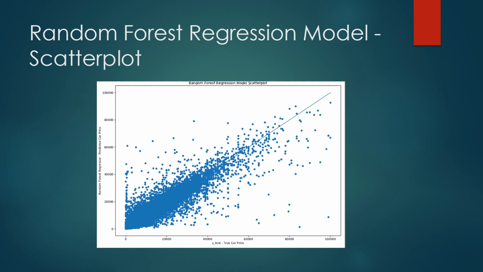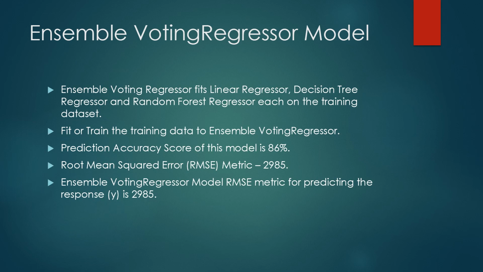This is the scatter plot based on this random forest regression model. Ensemble voting regression model. This is the final model constructed for this project. It is also an ensemble method.